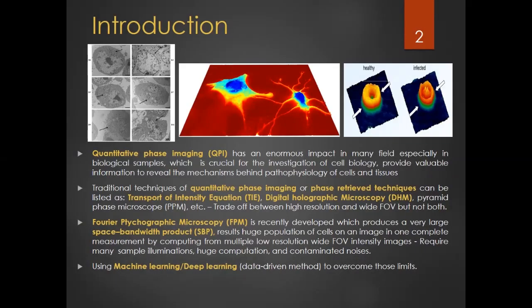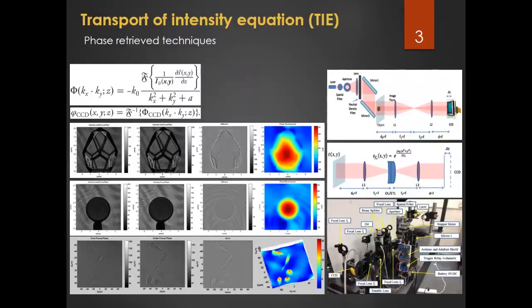Full retrographic microscopy has one limitation, which is the time of the reconstruction. It takes very long, about 30 minutes to reconstruct one image. But that is the reason we apply deep learning here, to reconstruct the image in only a few seconds. First of all, I want to introduce the basic idea about the transport of intensity equation.